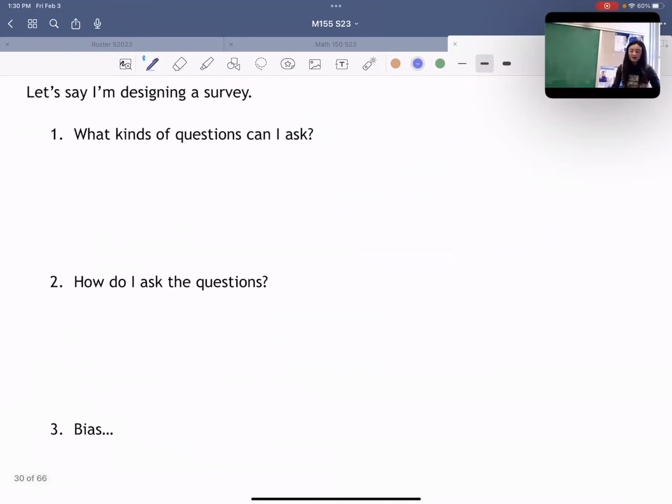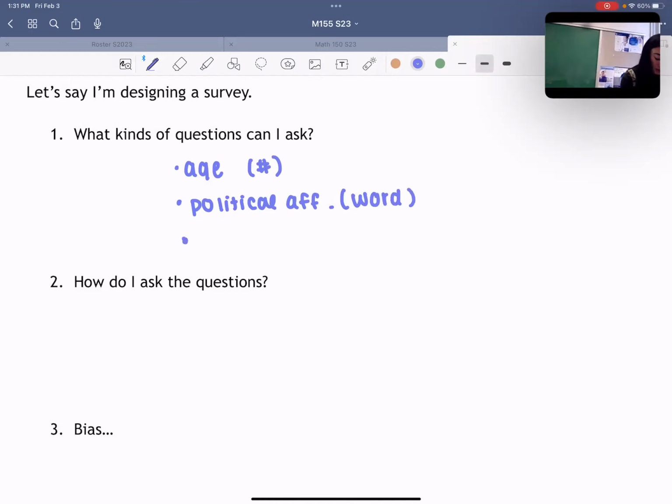Now, we have done a lot of talking about all the different types of questions you can ask in a survey. We mentioned age. We talked about how you can ask for political opinions, so political affiliation. Age is a number, political affiliation would be a word. We talked about how you can have a free response survey. There's many different types of questions we can ask, and all these different types of data that we can be given.